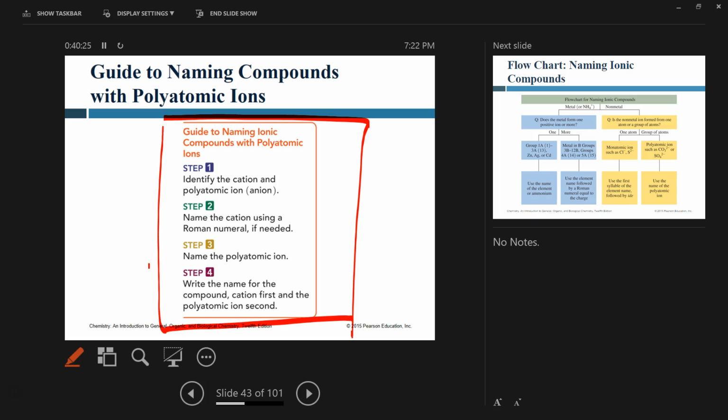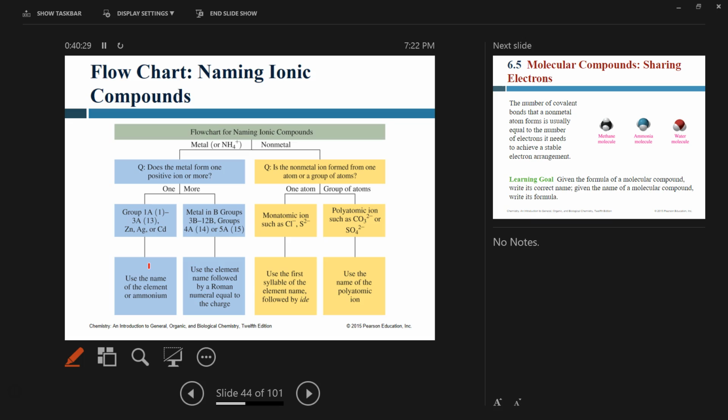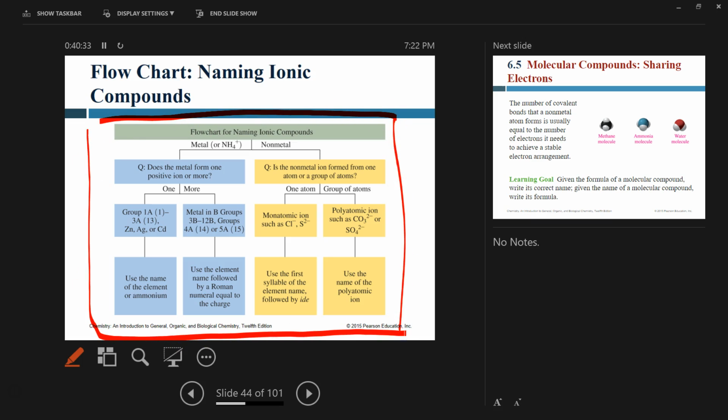Okay, that's it. And this flow chart gives you an idea how we name. So it's like, you know, yes, no, kind of a flow chart that you can use to name the salts with polyatomic anions.